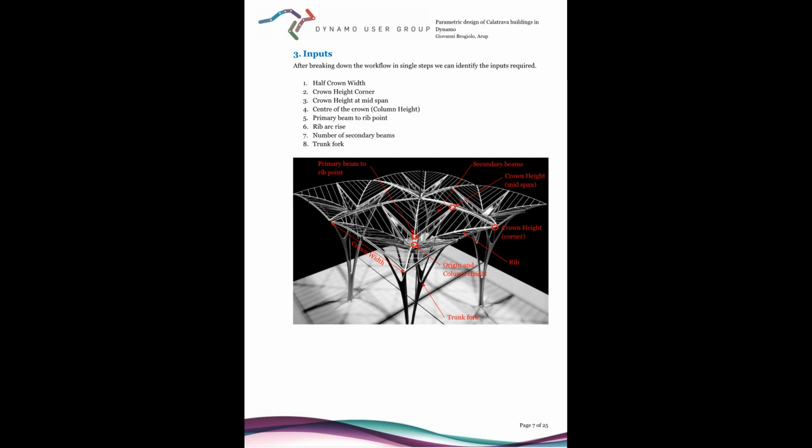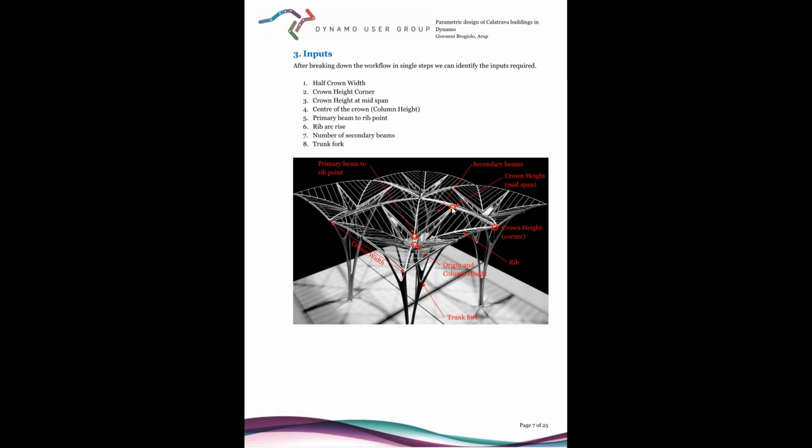The other important thing is how to identify the parameters that we will input in the script and we will use to dynamically adjust the shape. I think the minimum amount of parameters is 8, and they are listed in this image. So the crown width and length, which assuming that the shape is a square, they will be the same. The origin and the height of the column at this point.